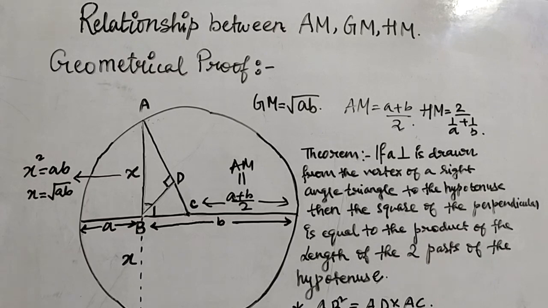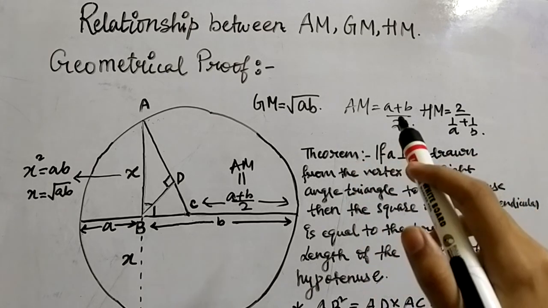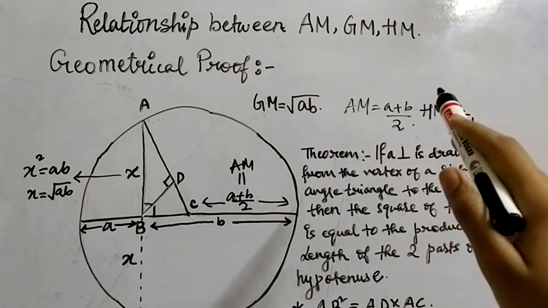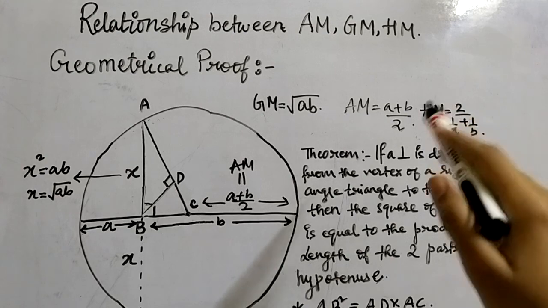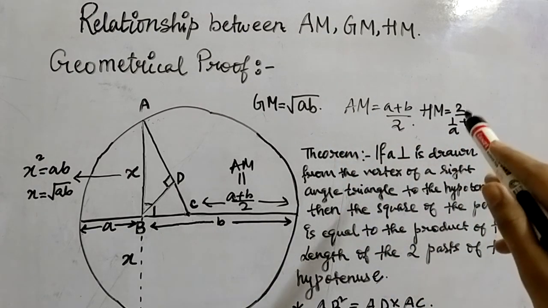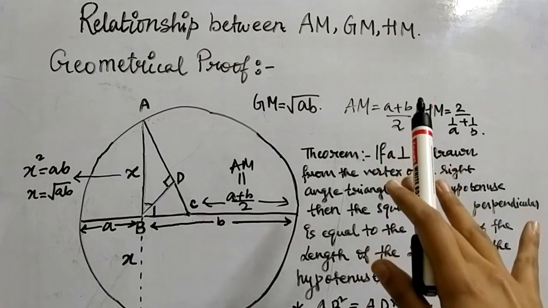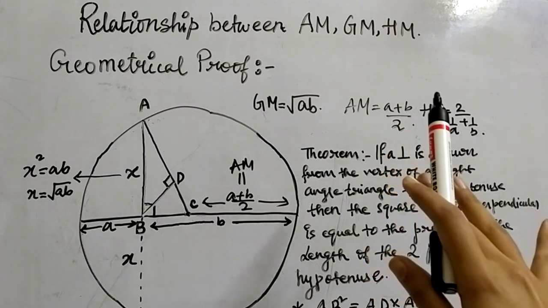Now we are going to study the relationship between arithmetic mean, geometric mean and harmonic mean. Since the mathematical proof is very easy, I am showing the geometrical proof first. As you know, I have shown you the formulas for the geometric mean, harmonic mean and arithmetic mean earlier in my previous videos. So these are only the formulas. You just don't look into this part because it will make you more confused.